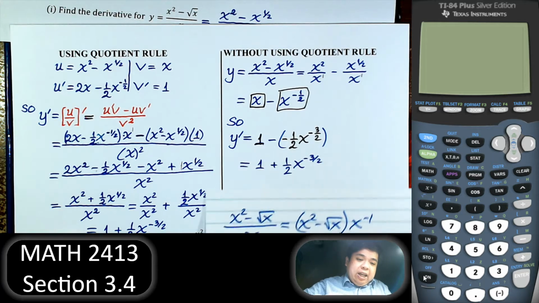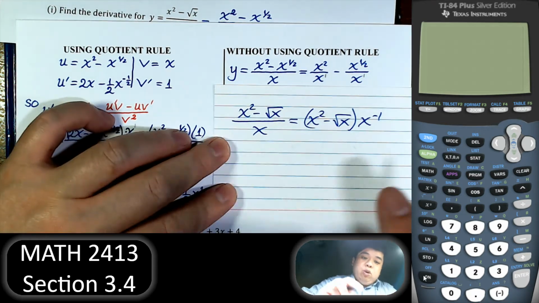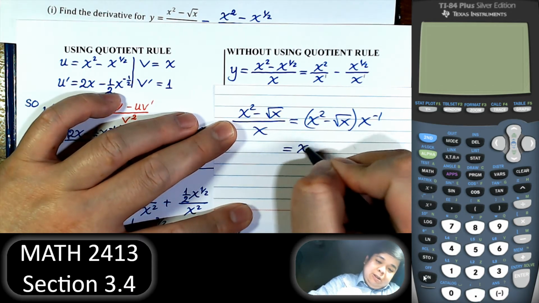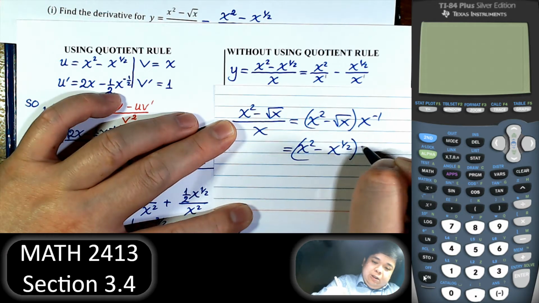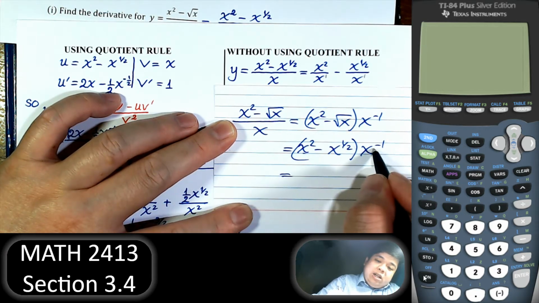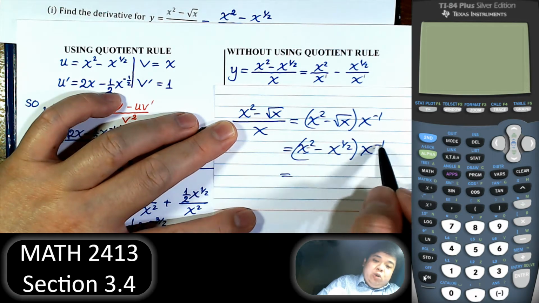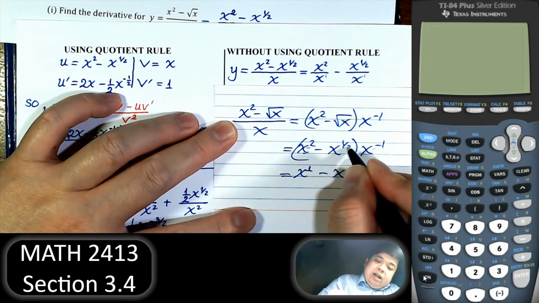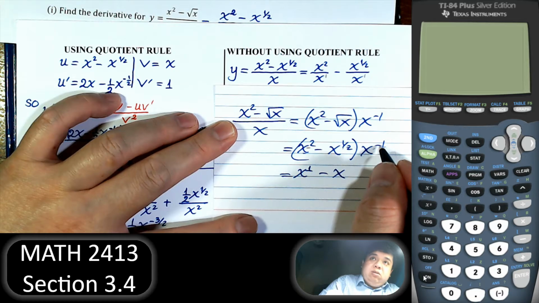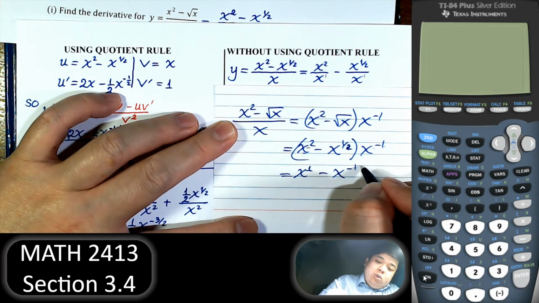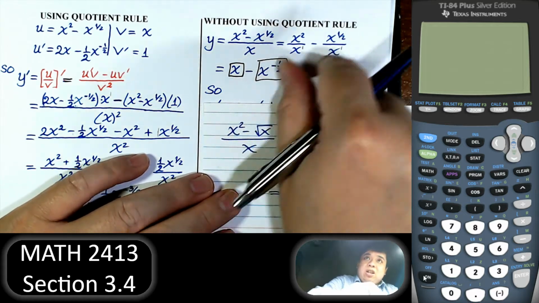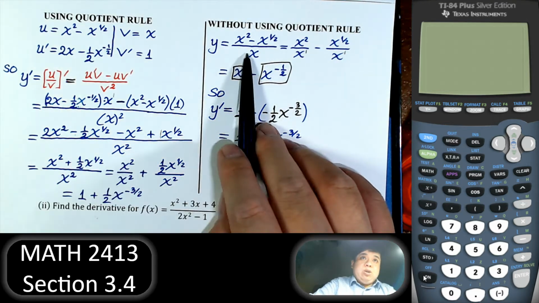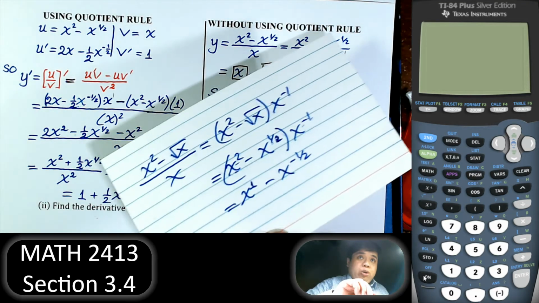By the way, if you don't want to split like this, we can always move the x to the top, to become x to negative 1, and then multiply it out. X squared times x to negative 1, add the exponent, 2 minus 1 is 1. And then again add the exponent, 1/2 plus negative 1, or 1/2 minus 1, is minus 1/2. So either way, we can split the top, or we can move the bottom to the top. I prefer to split the top and simplify.